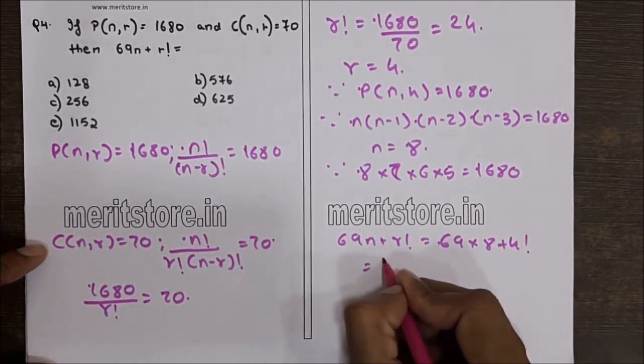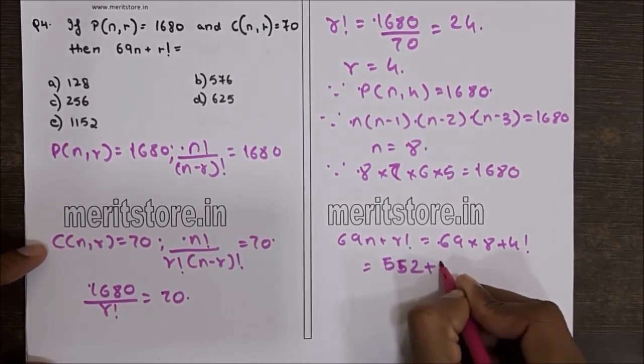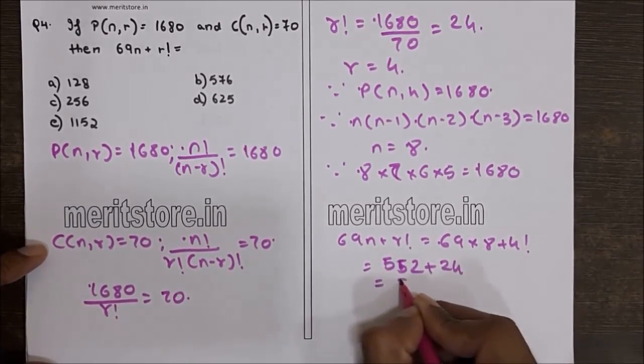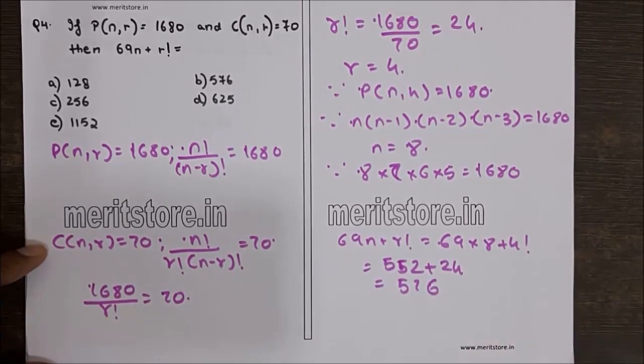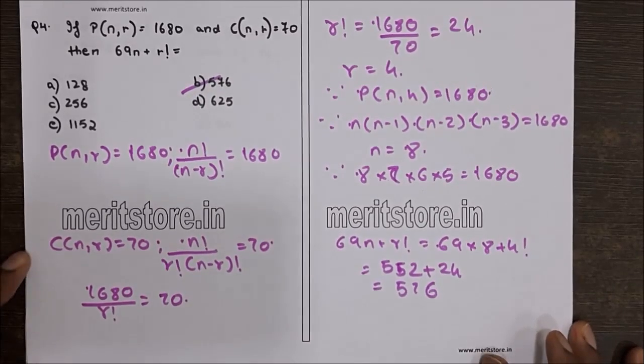Further solving this, we get 552 plus 24, which is equal to 576, which is our option B. Therefore, option B is the correct answer.